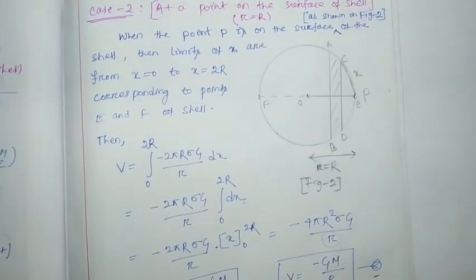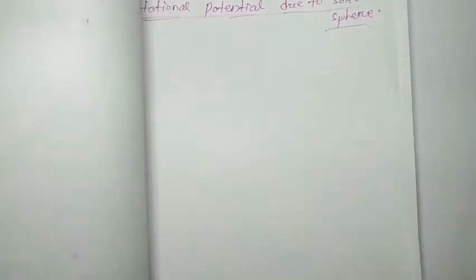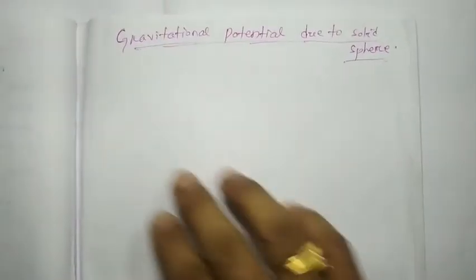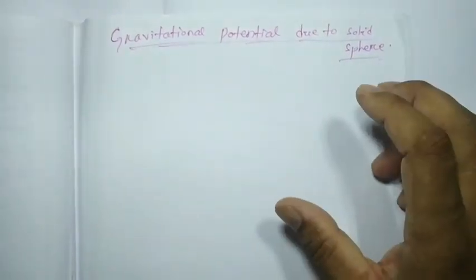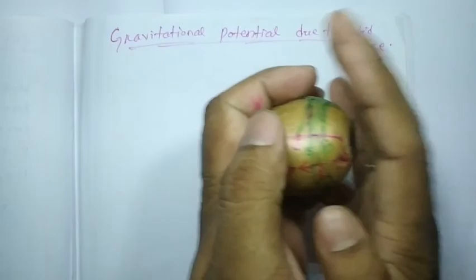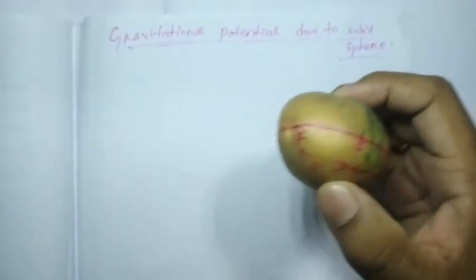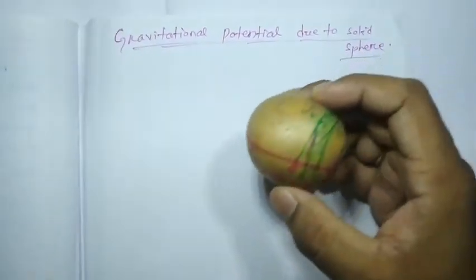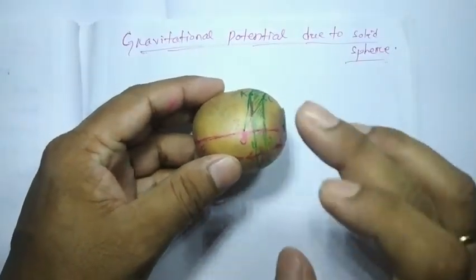Okay, so thank you so much for watching this video. In the next class we are going to discuss gravitational potential due to the solid sphere. Here we imagined that this is a hollow sphere, not a solid sphere. But if it is solid, then what will be the value of the gravitational potential outside, on the surface and inside, that we are going to discuss in our next class.